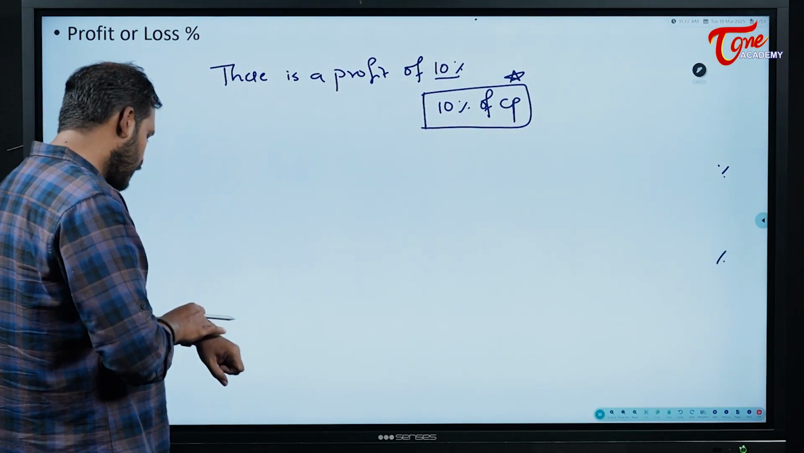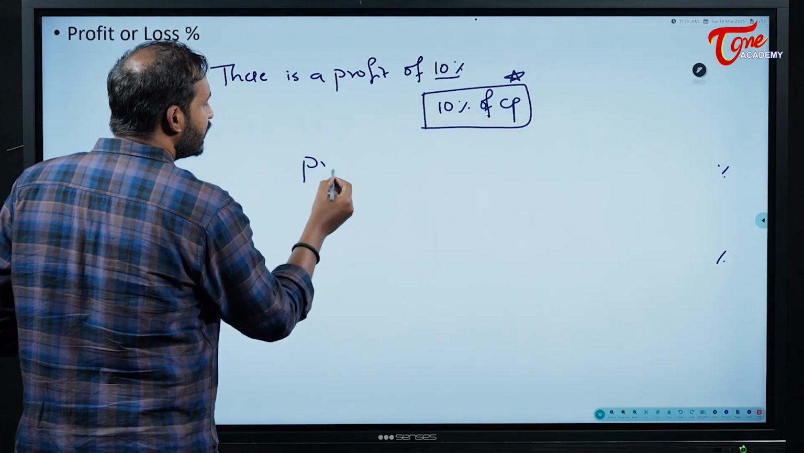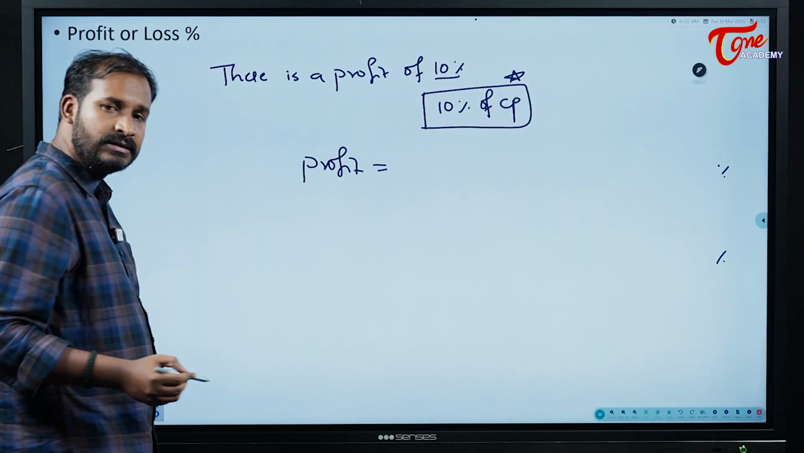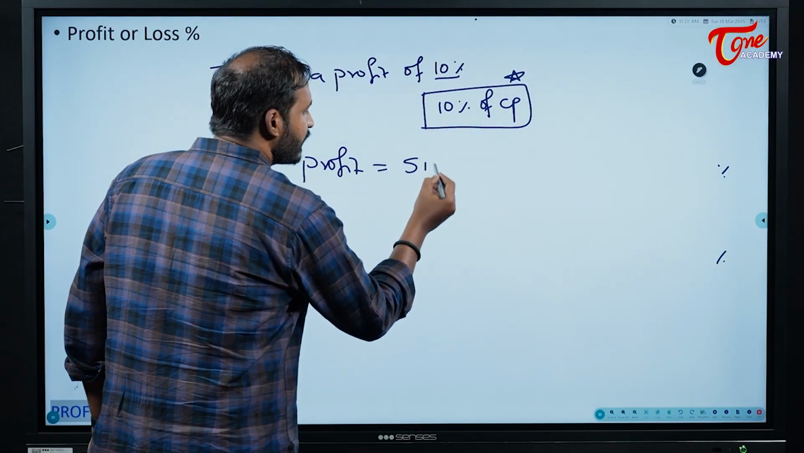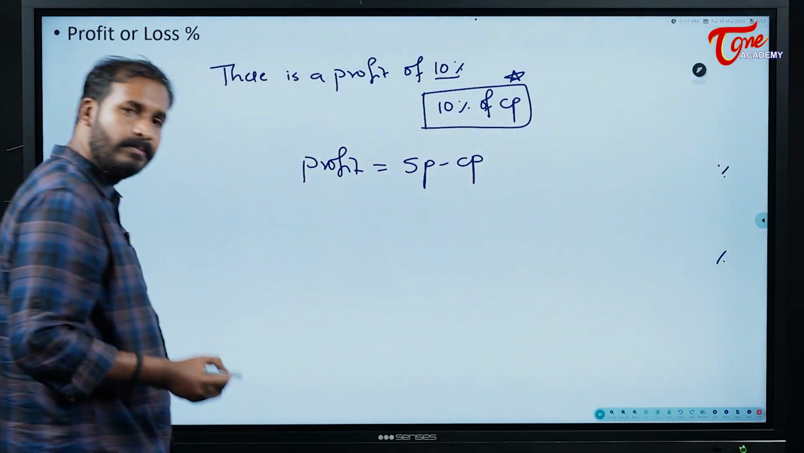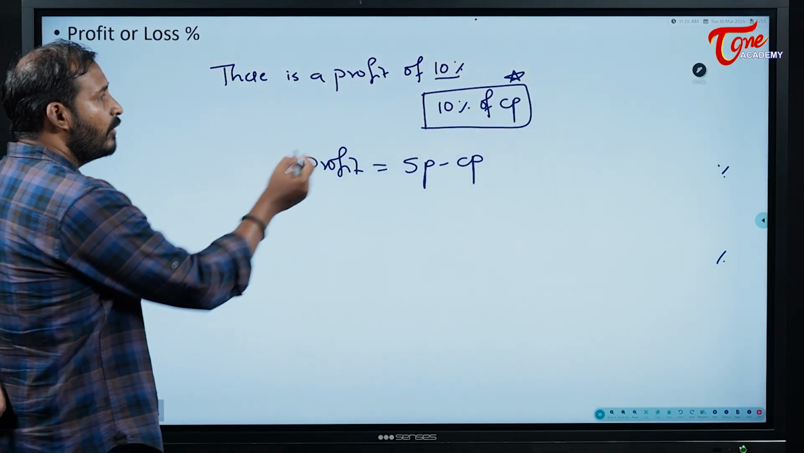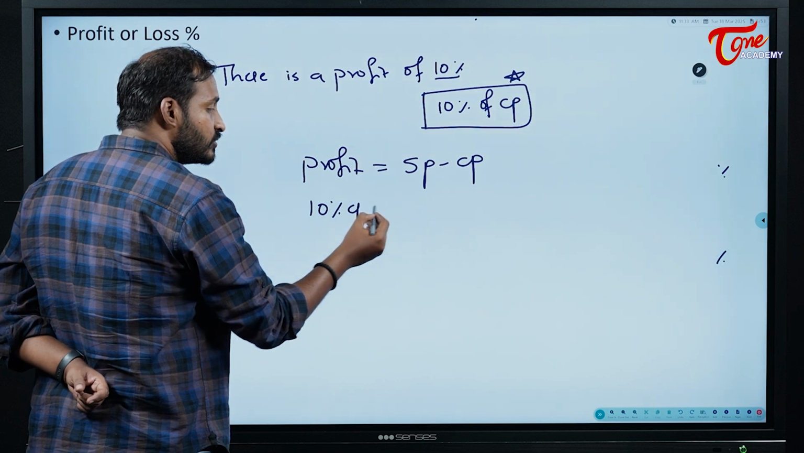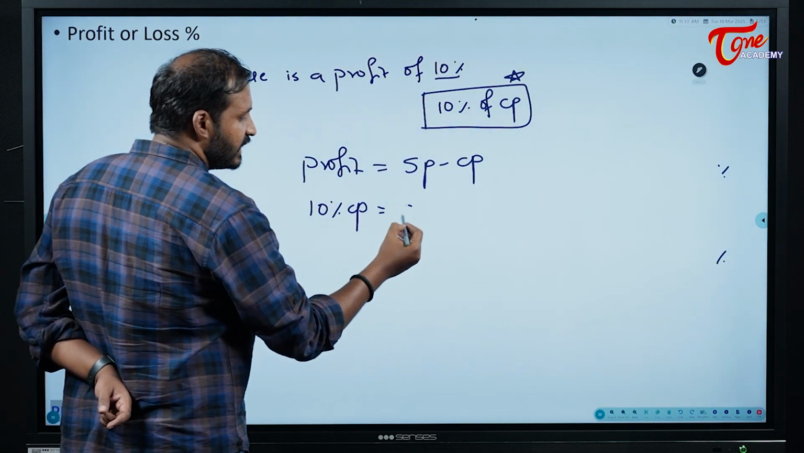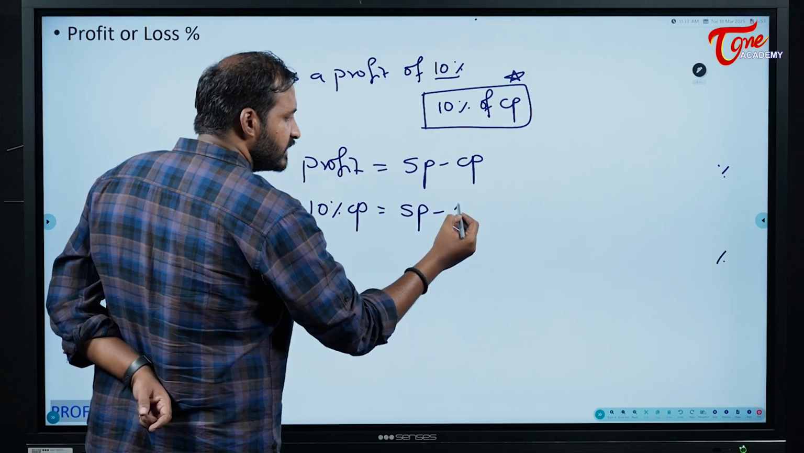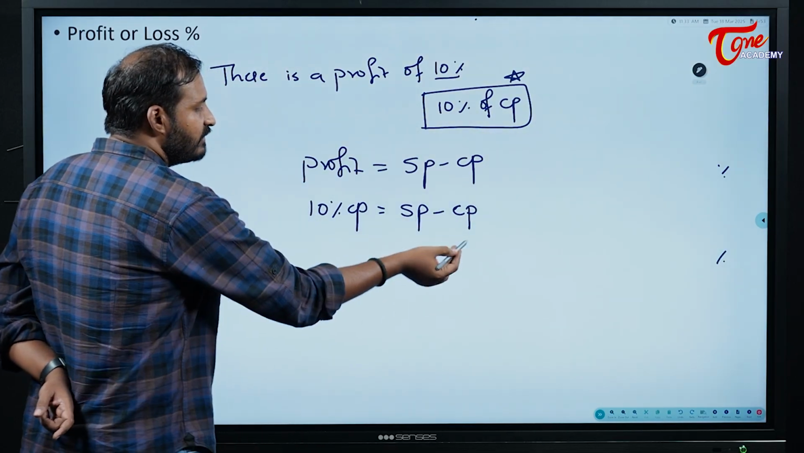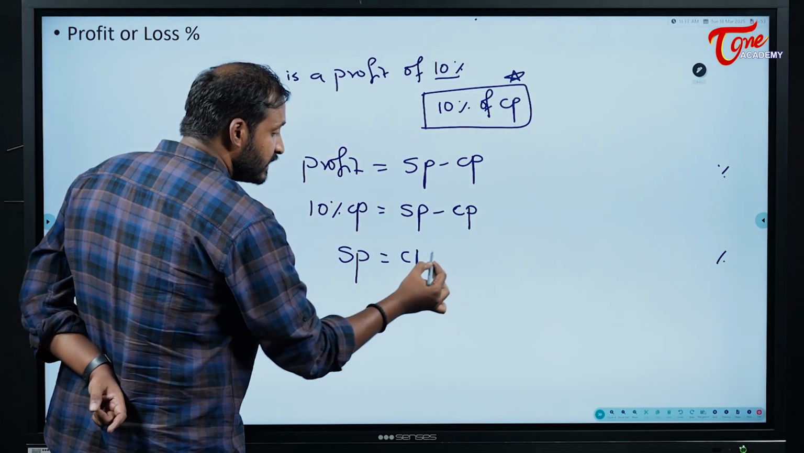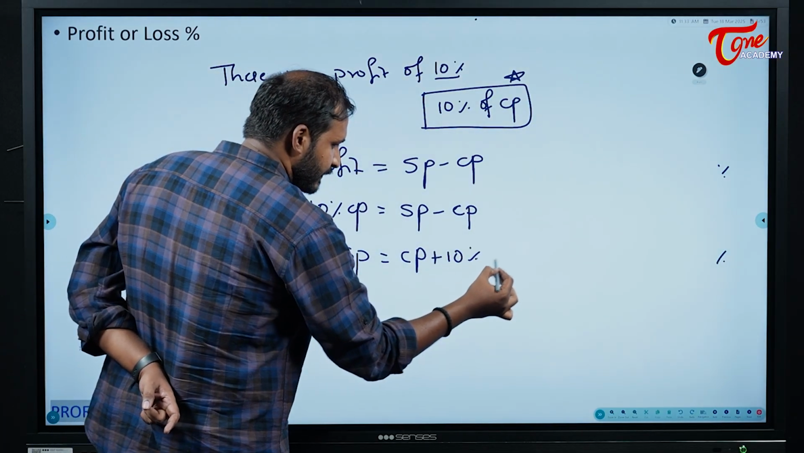Okay, good, superb. Now we will try to see how we will calculate the profit in general. Profit is equal to selling price minus cost price. Right? Now profit what they have given for us? 10% of CP. Now selling price I will write it as SP and CP. Now I will send that CP to this side. So SP value will become what for me? CP plus 10% of CP.